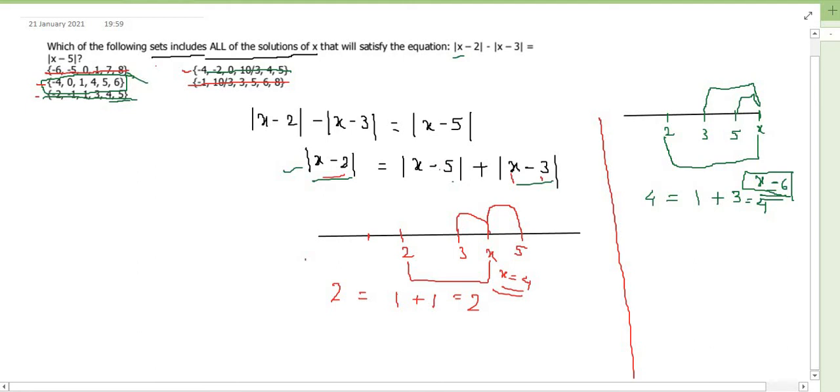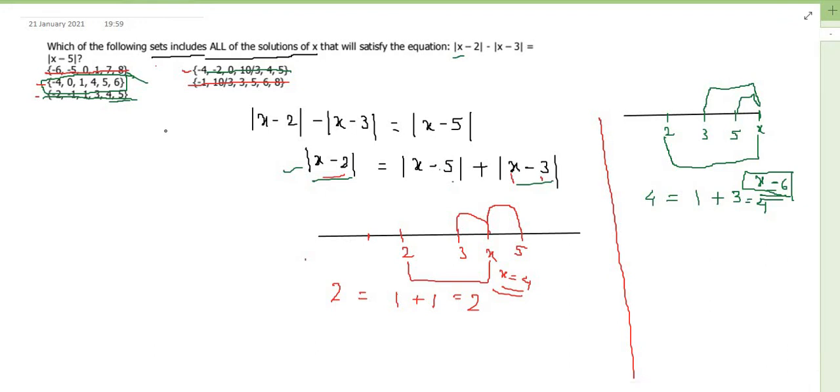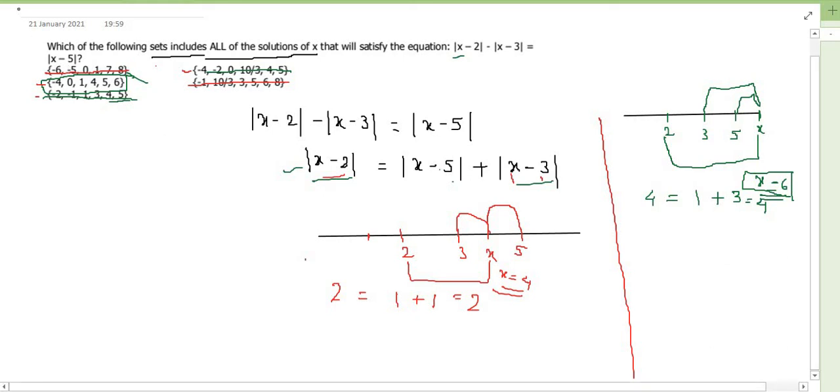All right, so see, absolute value equations are not that difficult. All you have to do is use some common sense, and usually the weightage is quite high in GMAT for such questions. So take advantage of that, use your common sense, and I'm sure you'll be good to go.